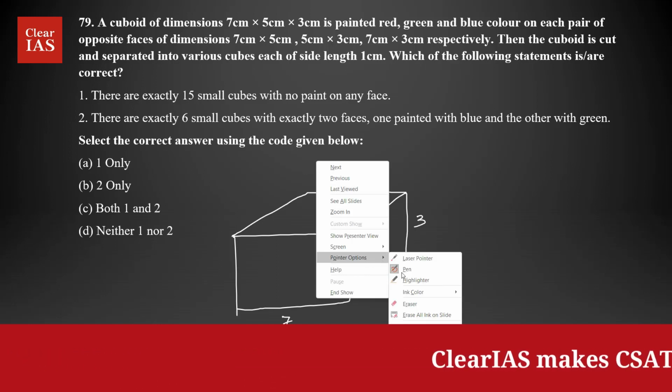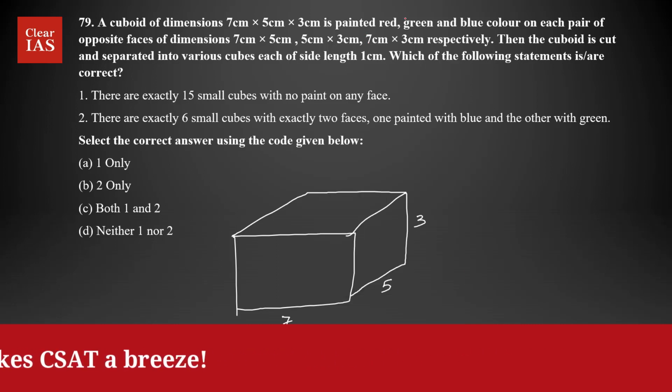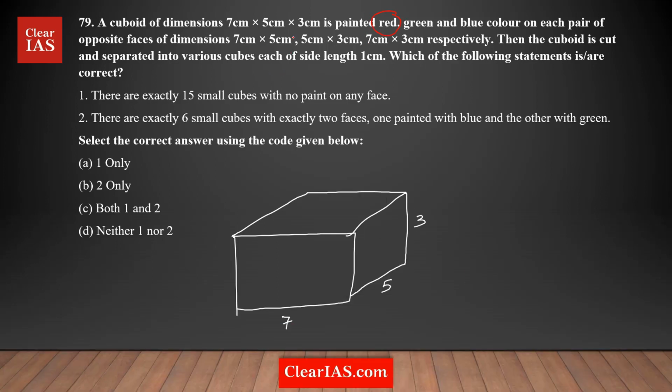So let me change the color so that it's easy for you to understand. Let's take the red one. Which faces are painted red? 7 into 5, opposite faces. Each pair of the opposite faces of the dimension 7 into 5. 7 into 5 means what? Let's say I'm just drawing the 3D figure here so it's easy for you to understand. See, this one, 7 into 5, this one. I'm just making it clear. This one, the entire one is painted, also the one above this, the opposite one, right? This also is painted red. Both of them are red.